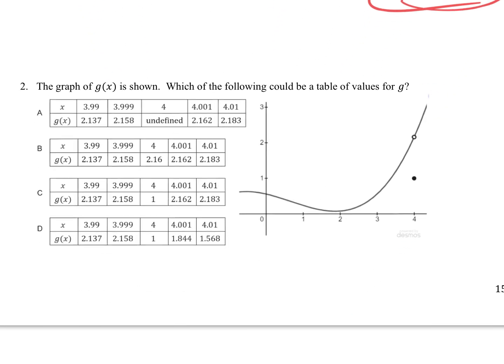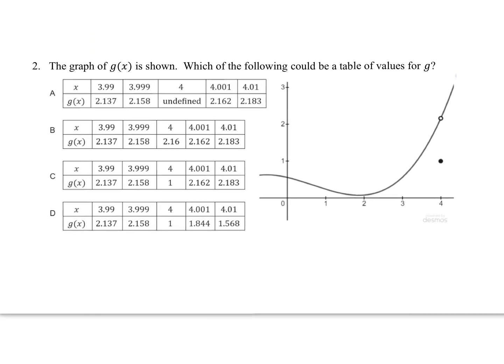Let's try again. This graph, which of the following could be the tables for here's G? The graph is of G. Which one could be these table values? So let's think about this. As x approaches what number? I guess they want us to approach 4, right? As x approaches 4 is what we're looking for. My limit as x approaches 4, you'd say is about what? 2-ish. So I might even write myself a little note. That limit as x approaches 4 would be about 2.